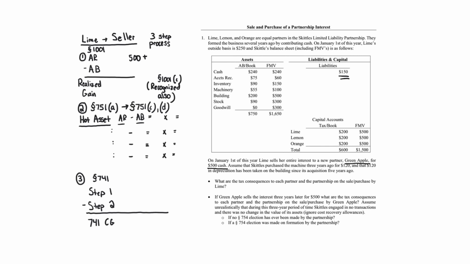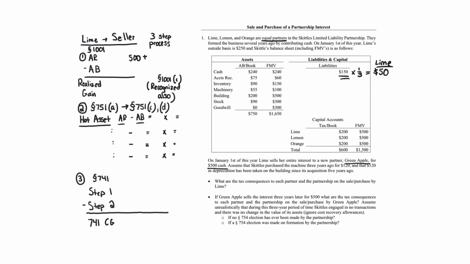Now, Lime, Lemon, and Orange are all equal partners. We've gone through liability allocation in previous discussion. If all 3 of these partners are equal when it comes to profit, loss, and everything else, capital, you're going to have 1/3, 1/3, 1/3 with respect to everything. Okay? So we're going to take 1/3 of the $150, and Lime's portion of that liability at this date is $50.